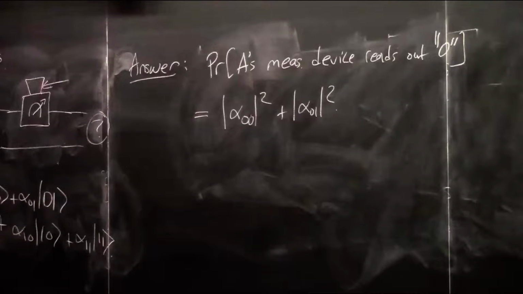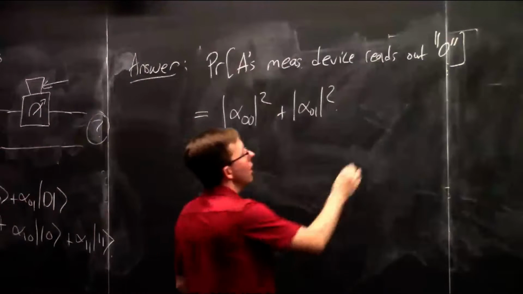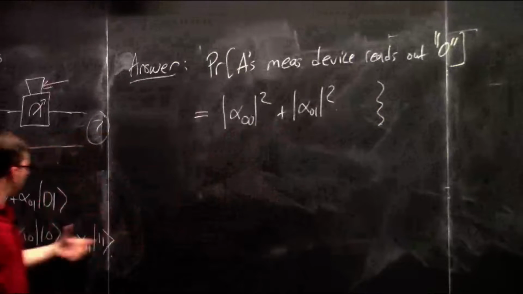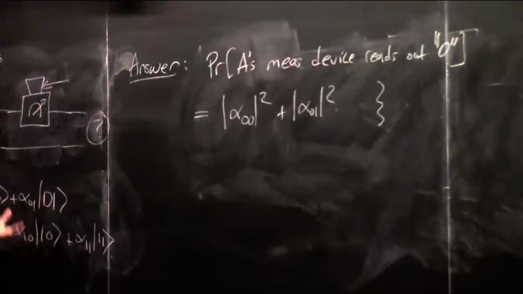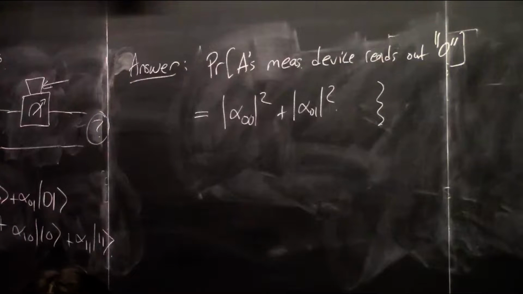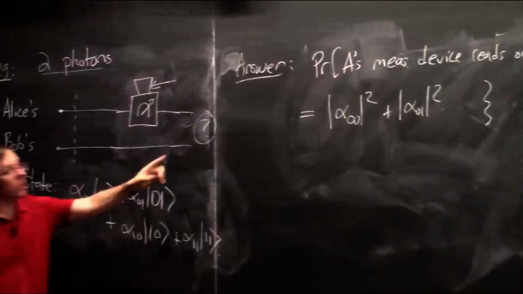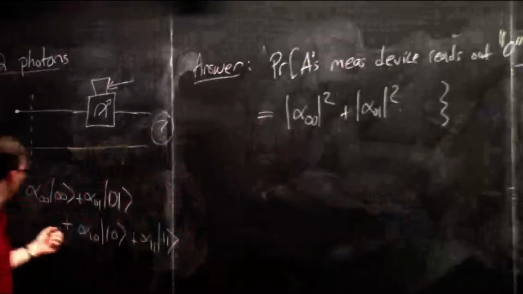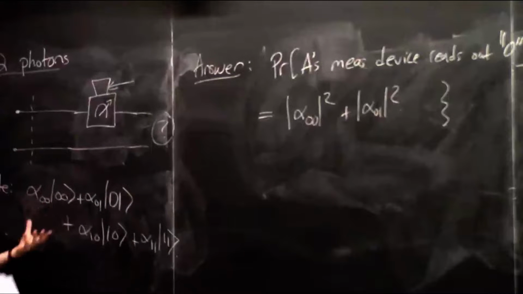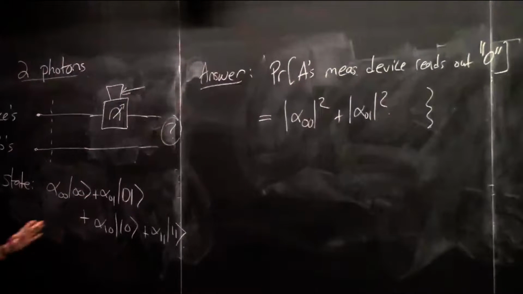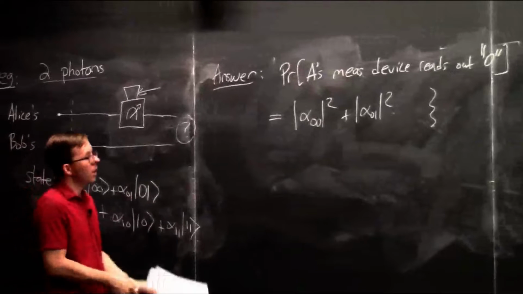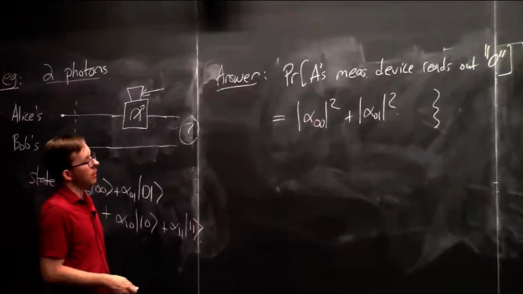It's possible. And in general, what's the overall rule? I picked out the amplitudes that were next to basis states consistent with the readout I'm talking about. In these basis states, the first symbol refers to Alice's qubit. So I picked out all the ones where Alice's qubit had a 0 in the name of the basis state, and I took the squares of the magnitudes of those amplitudes. So that's the general rule. I'll illustrate it in more general cases in a minute. But that's the probability of this event.